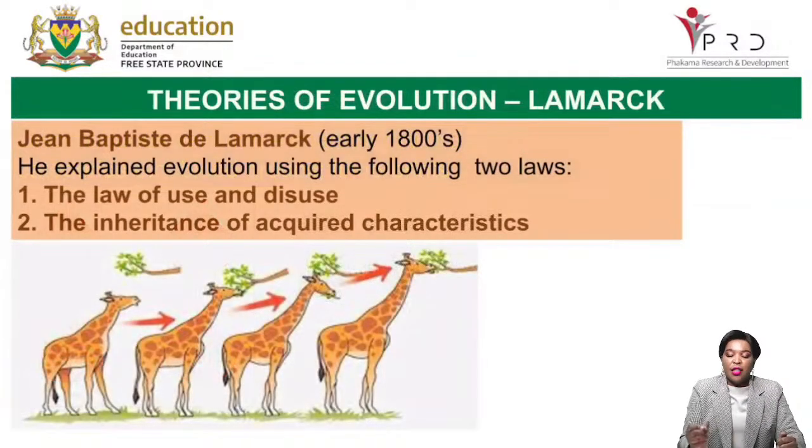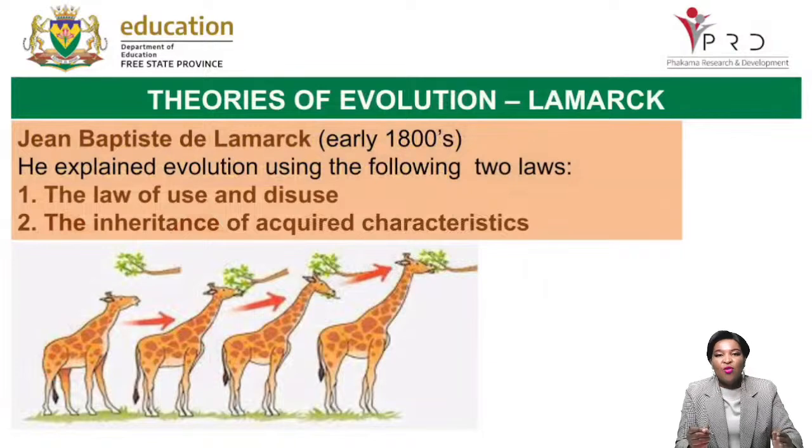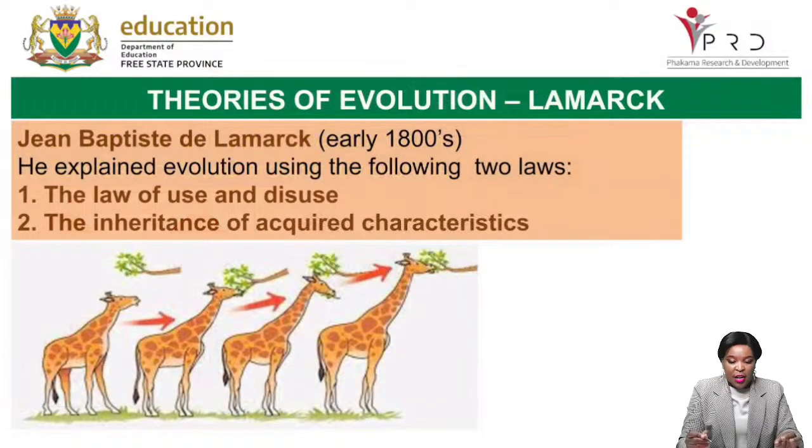Then we come to the theories of evolution. This is where now you are talking about the theories. Lamarck. I know by now you know who Lamarck is, and you know who Darwin is. You know these two scientists because there is the one that you do not agree with or that you do not like. That is John Baptist de Lamarck. Now this scientist in the early 1800s, remember the time, he explained evolution using the following two laws: law of use and disuse, and law of, please.